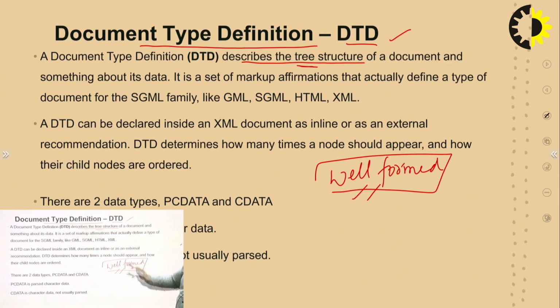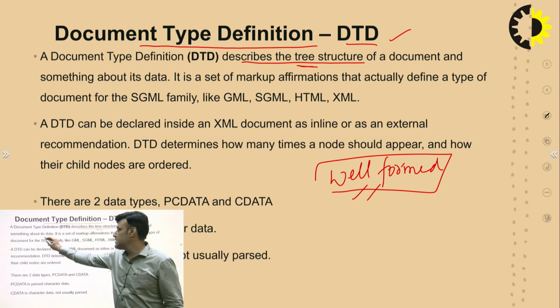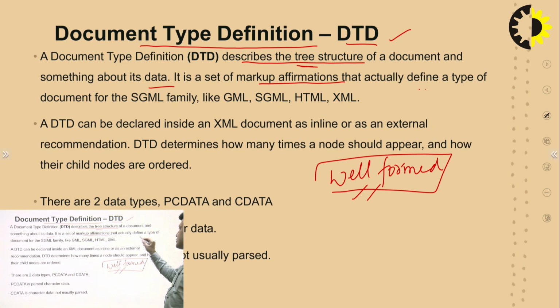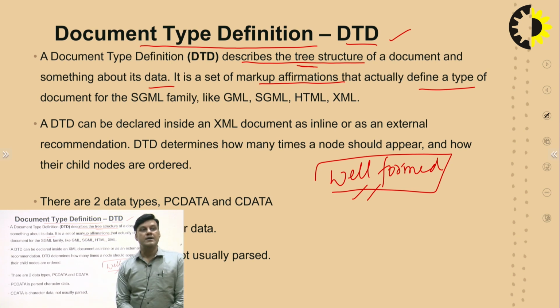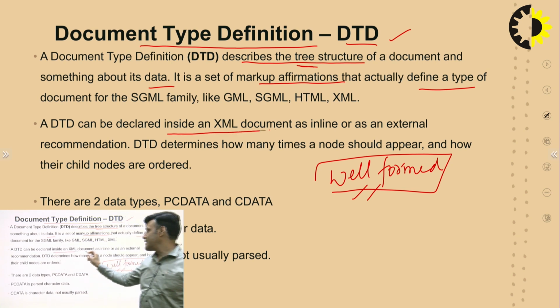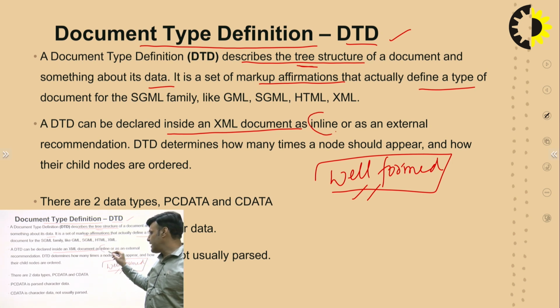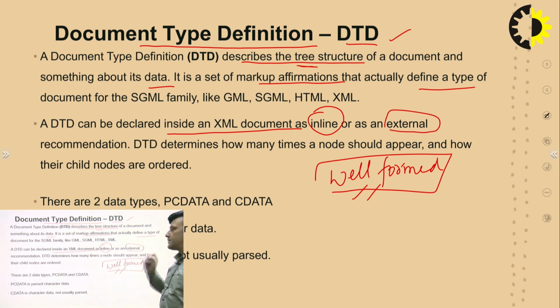This DTD will help us see the document in a structured way, meaning the structure of a document and something about its data. It is a set of markup information that defines a type of document. The DTD can be declared inside an XML document. If we define it inside the XML document, then it is called internal. If we define it outside, then it is called external DTD. There are two types of DTD, internal and external.